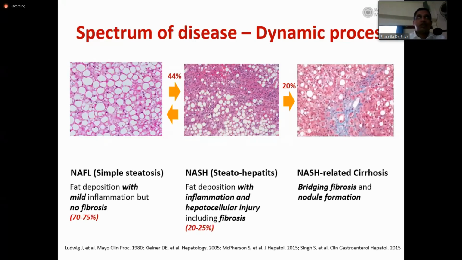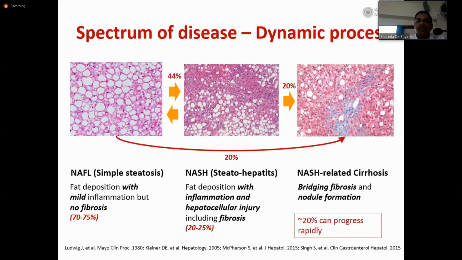Now, simple steatosis in about 45% of the patients can progress to NASH. And out of the NASH patients, about 20%, one-fifth, will progress to cirrhosis. But more recent literature has shown us that there can be bypassing of this process, where simple steatosis can progress rapidly to cirrhosis. We have come across this kind of patients, and it's important to identify them because the progression usually takes about 15, 20, 25 years. In these patients, it takes only 5 to 10 years.